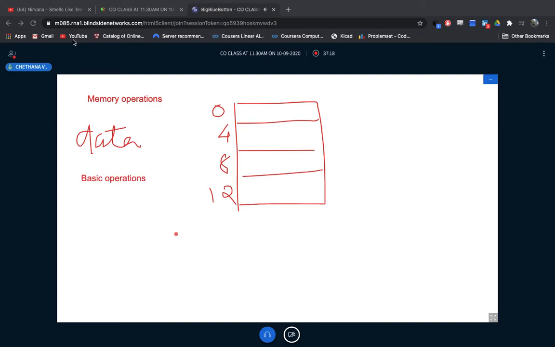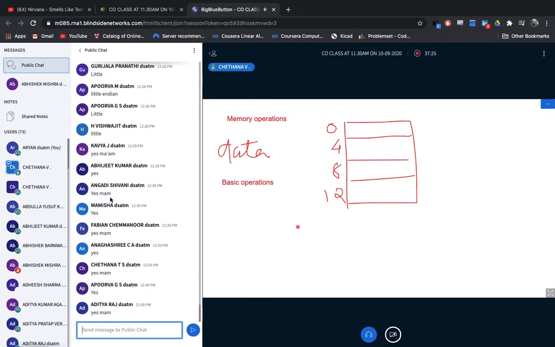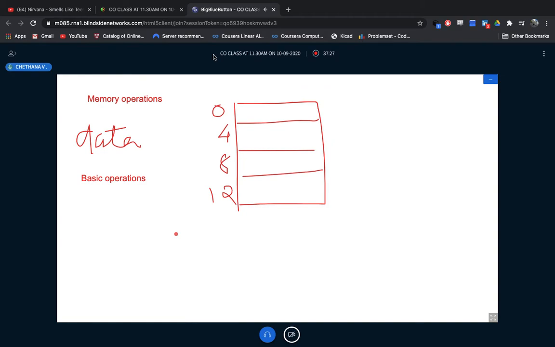So we have two basic operations. Everybody, please make a note of this. One is load. Second one is store. Please understand these two terms. One is load operation, one is store operation. What does load mean? What does store mean?